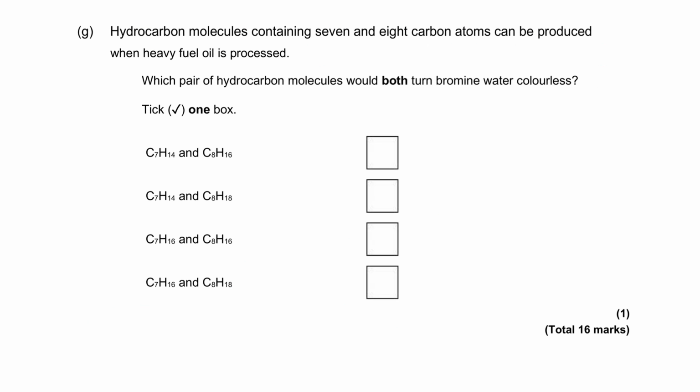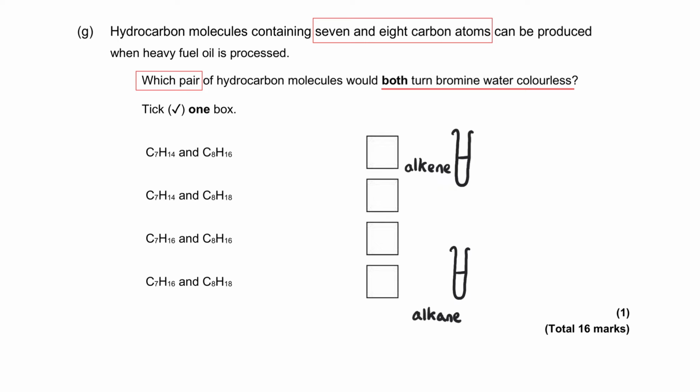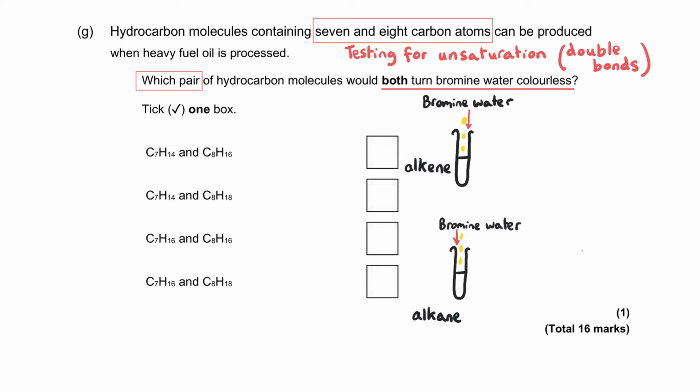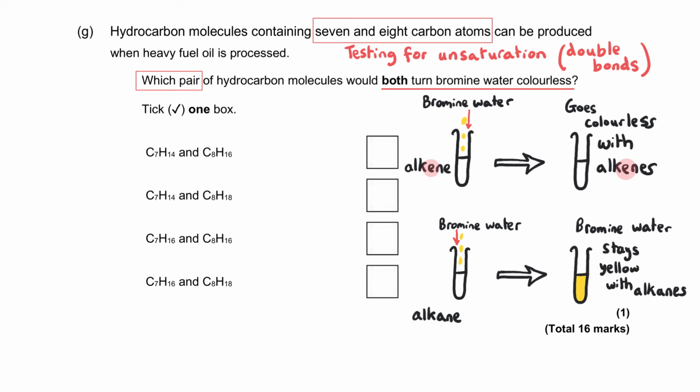Hydrocarbon molecules containing 7 and 8 carbon atoms can be produced when heavy fuel oil is processed. Which pair of hydrocarbon molecules would both turn bromine water colourless? There are two things we need to understand before we make our choice. First, the turning of bromine water colourless is a test for unsaturation. Bromine water reacts with alkenes. It is a yellowy colour, and it goes colourless in the presence of an alkene. So we're looking for two chemicals that are both alkenes.